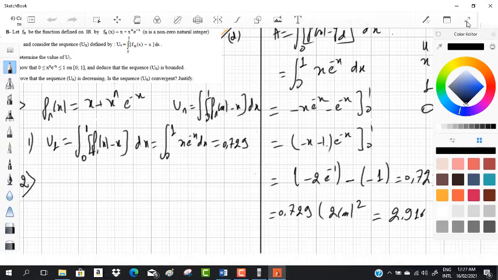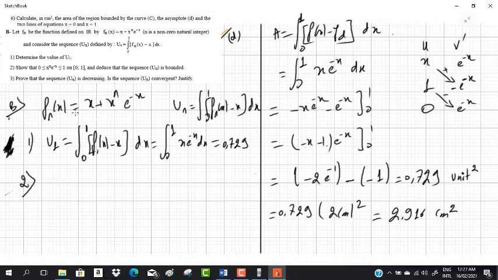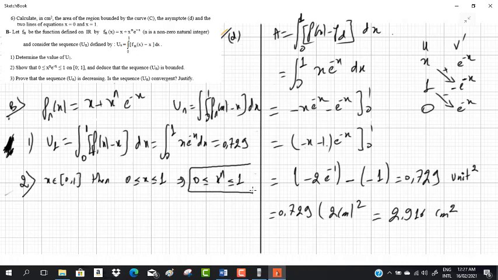First, if x belongs to the interval [0, 1], then 0 is less than or equal to x, which is less than or equal to 1. We need to bound x^n: 0^n is less than or equal to x^n, which is less than or equal to 1^n, which is 1. This is a bounding for x^n.